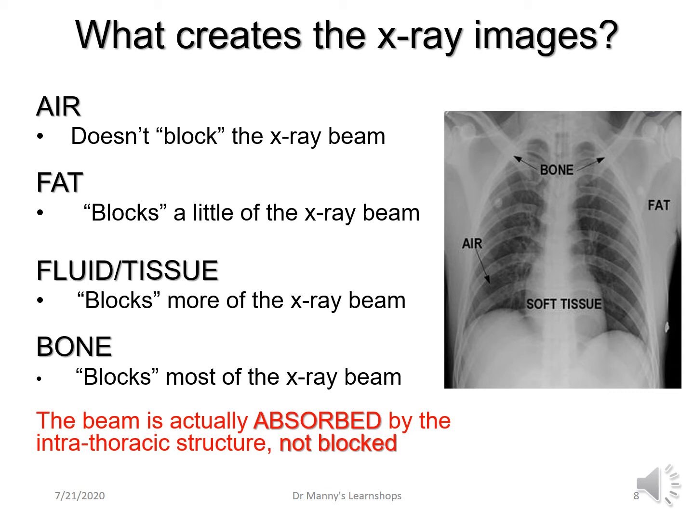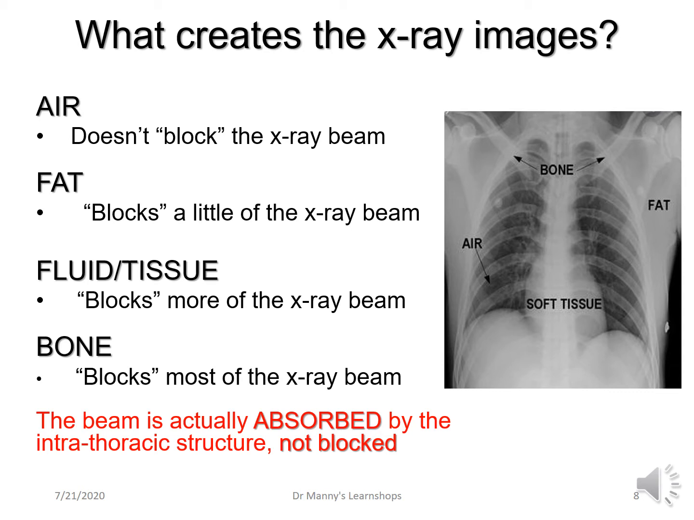Bone, we said, was the most dense. It's radio-opaque. Opaque just means not clear. It's white. If something is opaque, it's white. It's because the bone blocks most of the X-ray beam from getting to the film. And as a consequence of that, bone will typically be white.